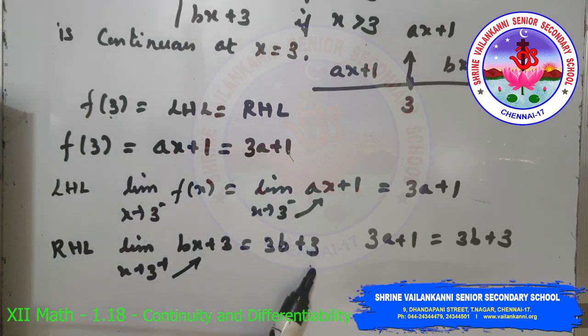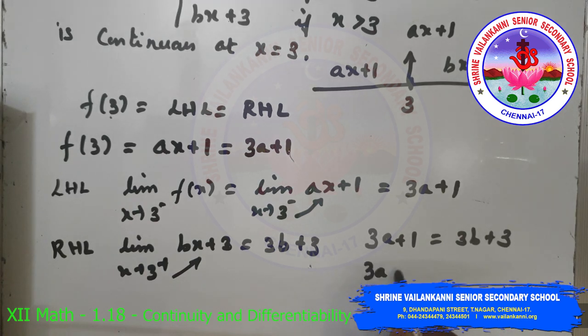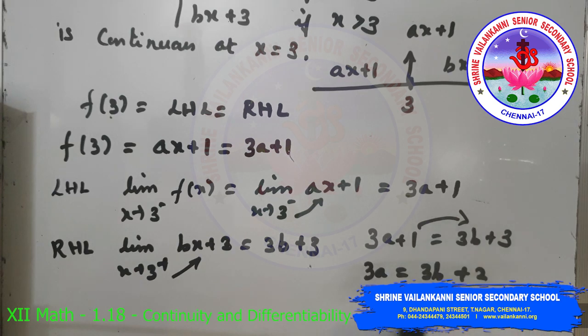All these three are equal as it is continuous at x equal to 3. Then we have 3a plus 1 equal to 3b plus 3. So 3a is equal to 3b plus 2, taking this 1 to the right hand side. So the whole thing divided by 3, we get a equal to b plus 2 by 3.